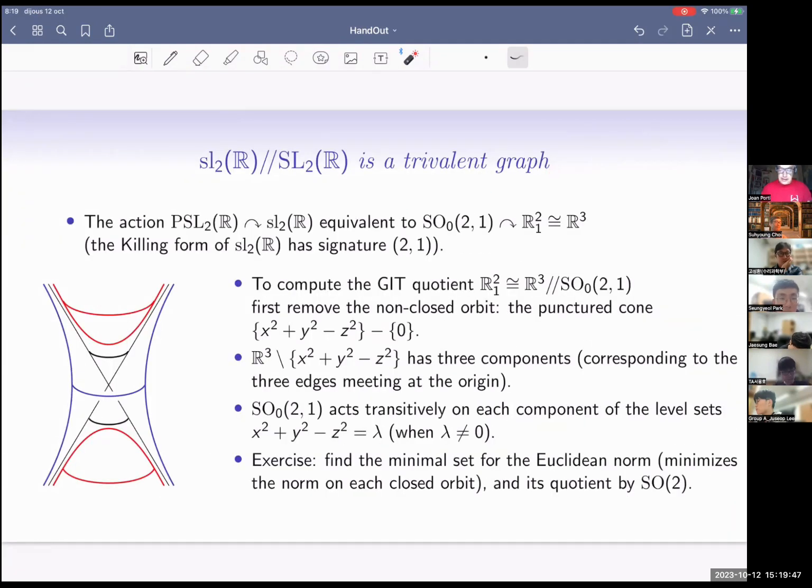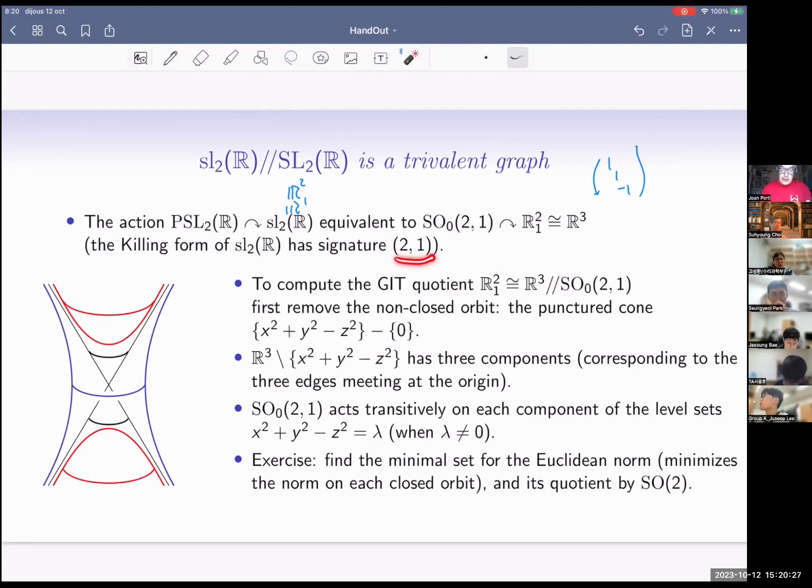Okay, and this is what I wanted some time to explain. So first thing, this is acting by conjugation. In fact, this action is the same as the action of SL2R, and this action is equivalent to the action of the group SO(2,1). This is the component of the origin. So these are matrices that preserve the product 1, 1, minus 1. This is the same thing as R3, but you can say this is R(2,1) because the Killing form has signature (2,1).